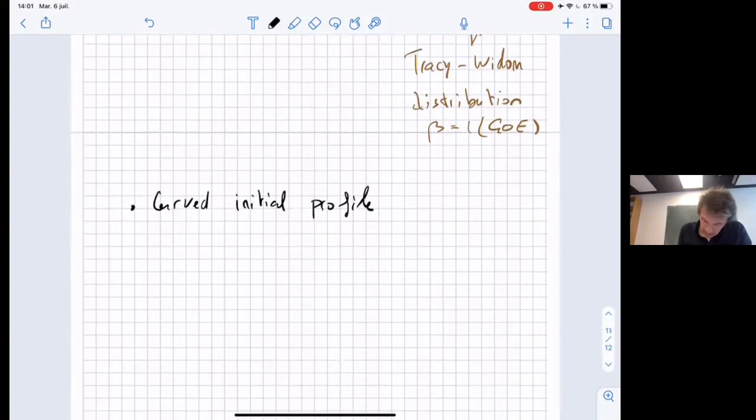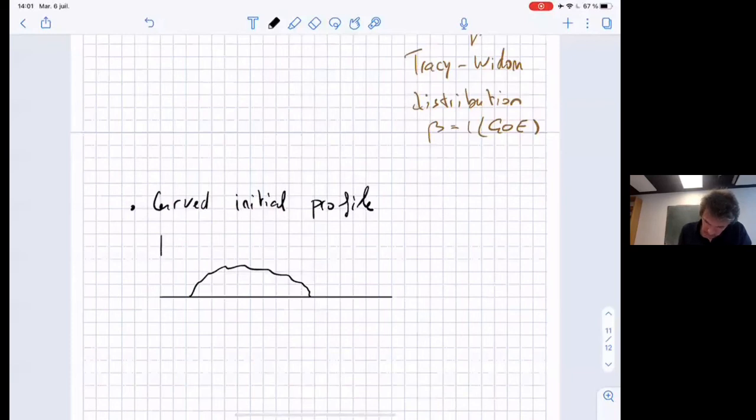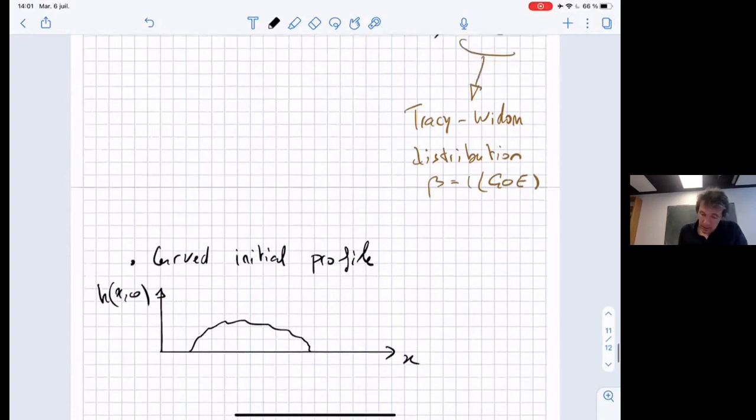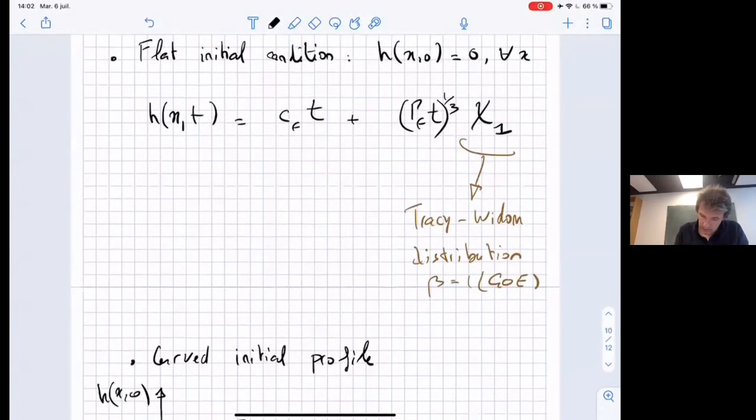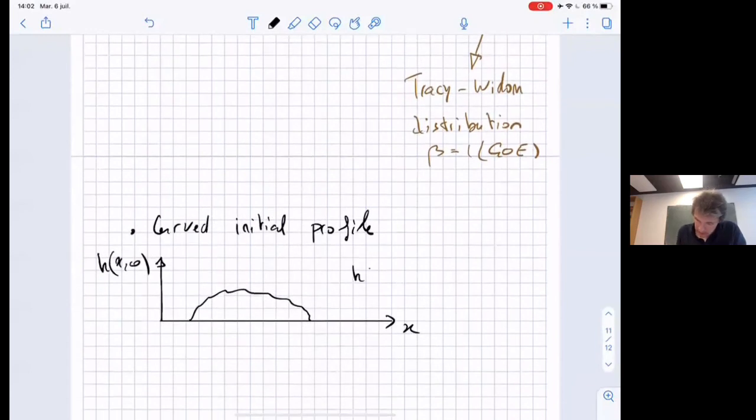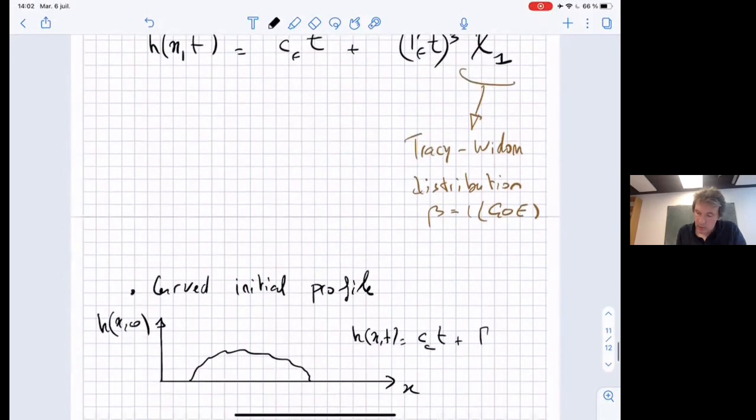So typically, if you start with an initial profile, which would be something like that, for instance, at t equals 0. Okay, so that would be h at x,0 as a function of x here. Then you will have something similar to that. So you would get that in this case, again, you will have a linear term. And then again, you will have an exponent 1/3.